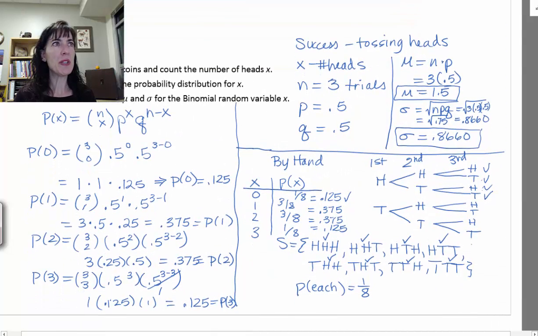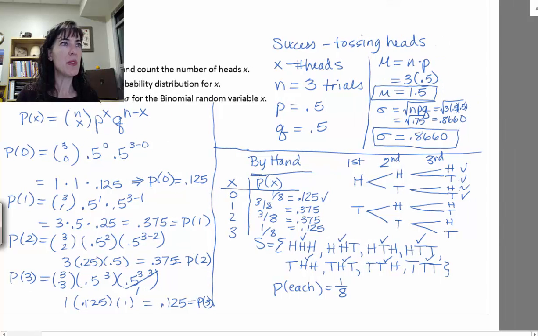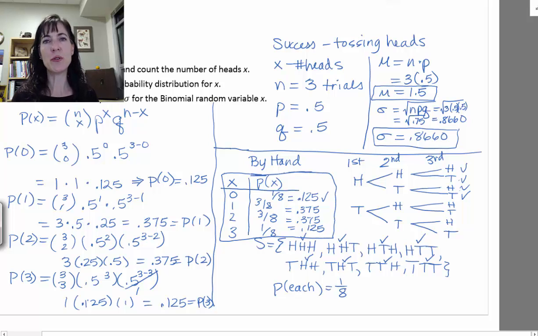So the probability distribution for x, by the way, is this chart right here. And we could make that by hand in this case, or we could use the probability distribution formula, which we did over here and got the same results, but this would be the distribution here.